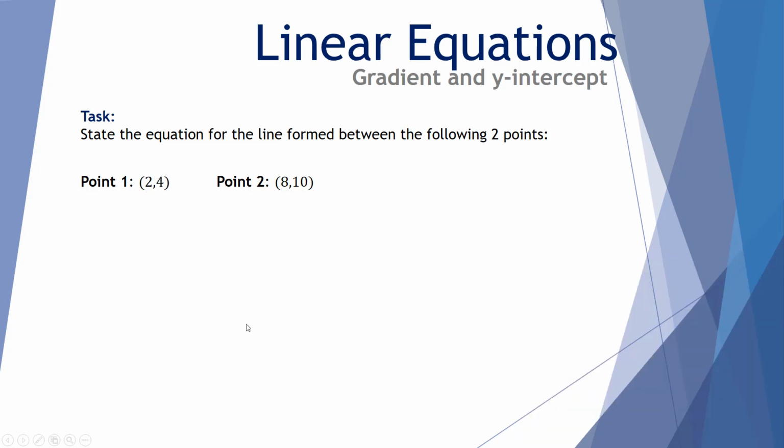Our second example using 2 points. This time we've got an x1 of 2, a y1 of 4, an x2 of 8, and a y2 of 10. Let's first of all find the gradient between these 2 points.